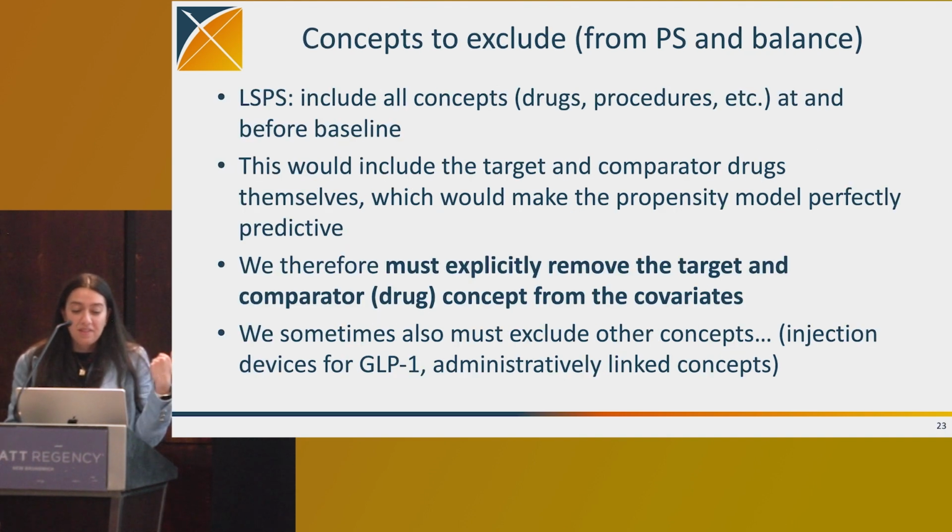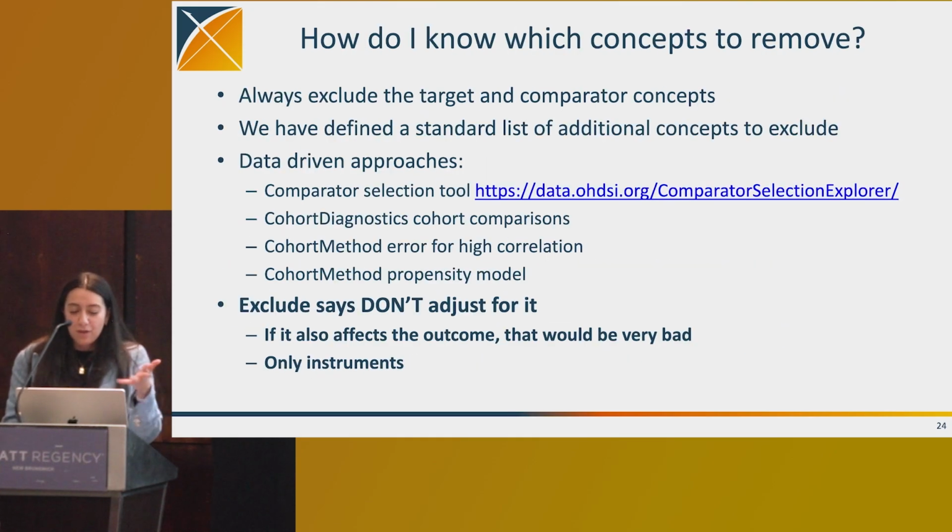We also noted that there are concepts to exclude. Most explicitly, we need to exclude the target and the comparator. This is something we very consciously and actively have to do in our code. And then again, we must think, are there other examples like this injection device or other outlier or edge cases where we might also need to exclude those concepts. We know which concepts to remove. We have standard lists, and there are other data-driven approaches that will be highlighted in our diagnostics. So there's not so much that needs to be done in this case.